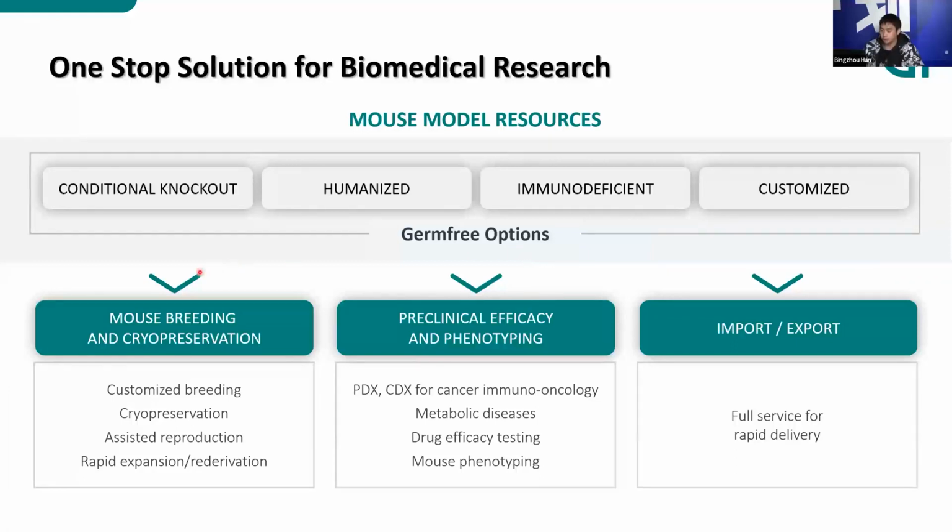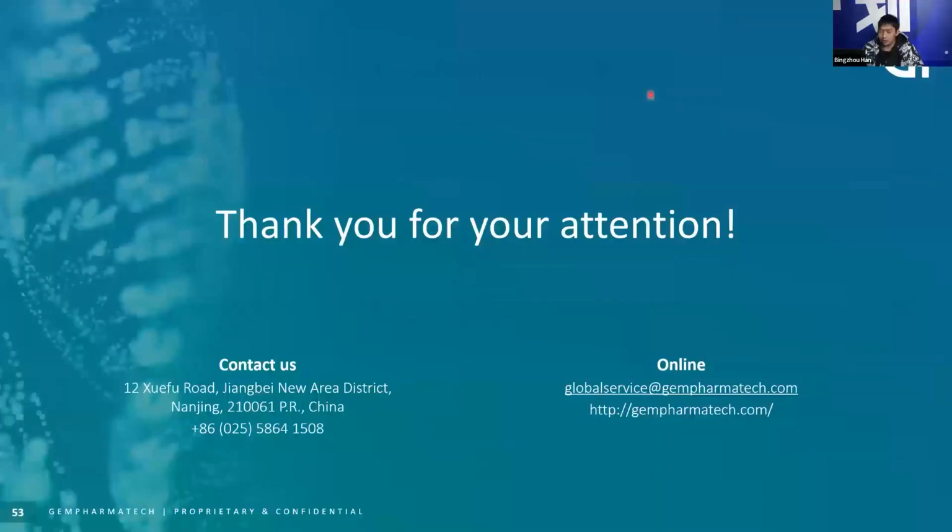And also we provide the listing services like mouse breeding and cryopreservation of the important strains. And we also do preclinical drug efficacy and phenotyping studies and tests in our facility. And also we could help you do mouse genetic resource import or export for full service for rapid delivery. So altogether, we aim to give our customers a one-stop solution for biomedical research, especially for basic research and preclinical drug studies.